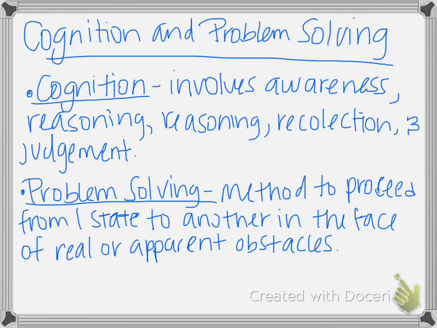The fourth type of learning is cognition and problem solving. Cognition is the most complex type of learning. It is a process of knowing that involves awareness, reasoning, recollection, and judgment. Cognition helps us to distinguish between same and different. Problem solving is devising a method to proceed from one state to another in the face of real or apparent obstacles.